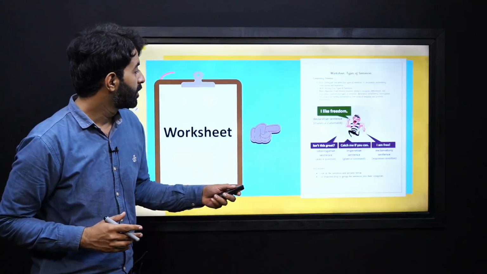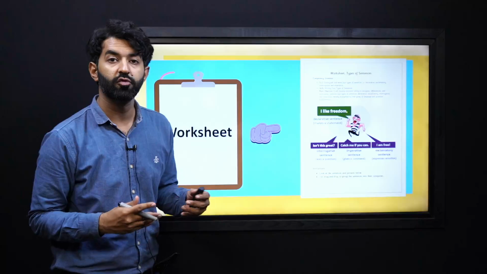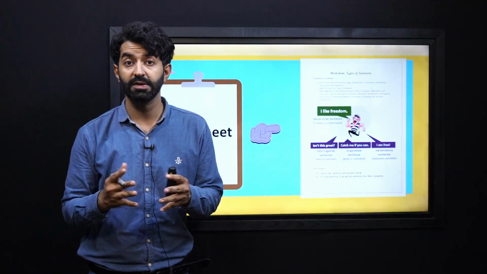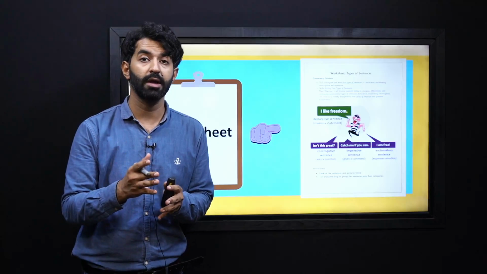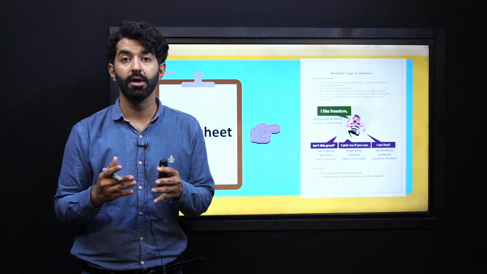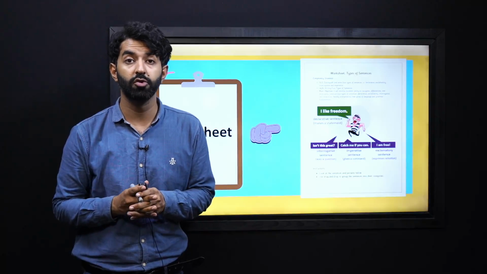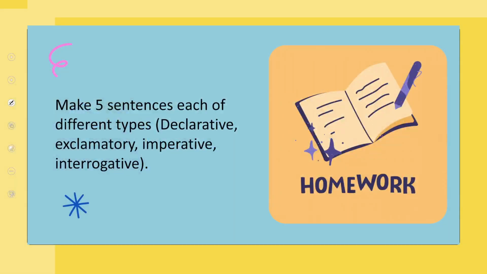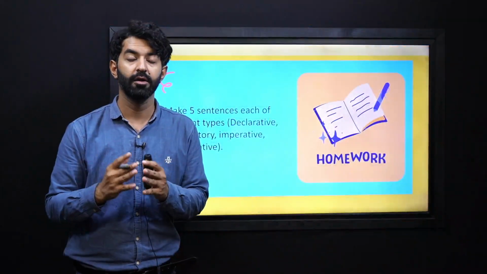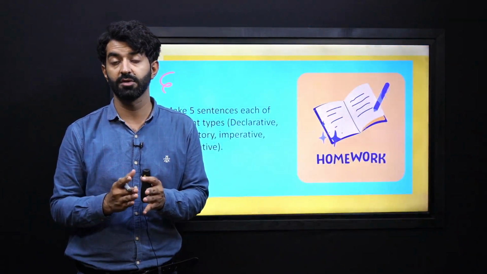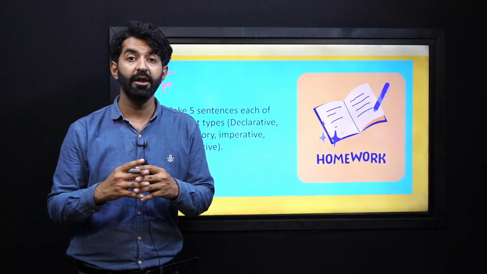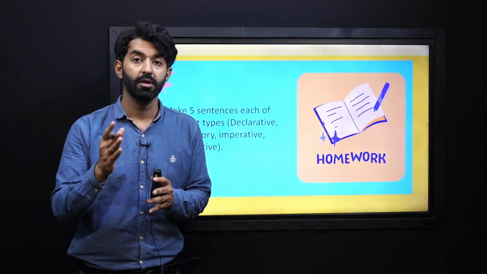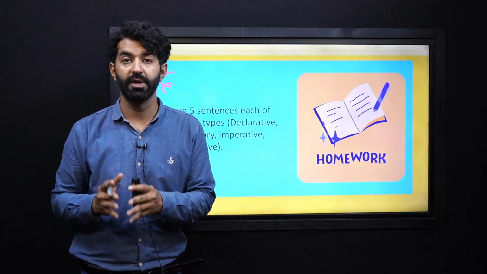Now, this is your worksheet attached where you have to identify the given sentences, whether they are falling in imperative, declarative, exclamatory, or interrogative sentence. For your homework, you have to make 5 sentences of each type of sentences that we learned. You can make more than that if you like, but at least 5 sentences should be made in order to clarify this whole concept and make you understand each type of sentence clearly.